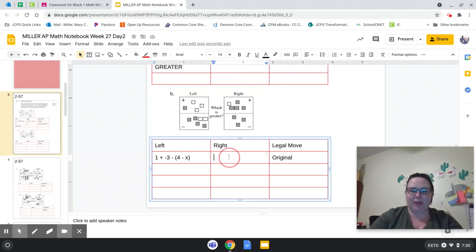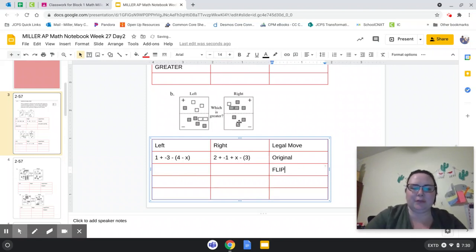On the right side over here, I have 2 positive plus -1 plus x. Then I'm going to take the opposite of everything on the bottom, which is the opposite of +3. Okay, so my first move here is going to be to flip. I'm going to take all of these things and flip them up to the top and then simplify with my zero pair. So all I'm doing is distributing my negative.